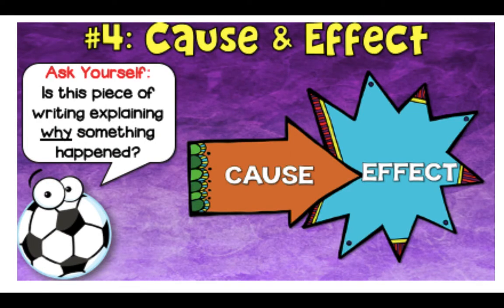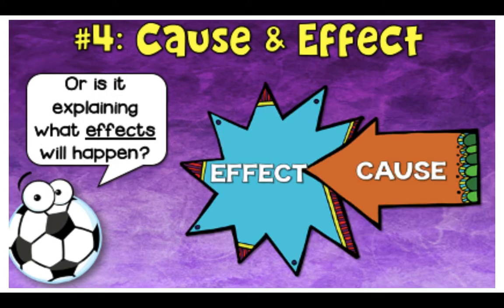Number four, cause and effect. Ask yourself, is this piece of writing explaining why something happened? Okay, the cause and then the effect. Or is it explaining what effects will happen? Because of the cause, this might happen. Okay.